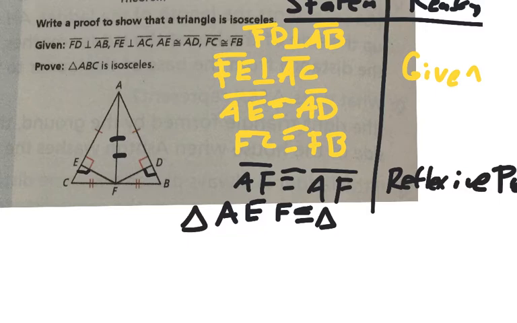So A is going to match to A, E is going to match to D, and F is going to match to F. So I'm going to go with triangle ADF. And how did I know they were congruent? What was my reason? The HL theorem, by the hypotenuse leg theorem. They had the same hypotenuse and the same leg. So by the hypotenuse leg theorem, they are congruent.